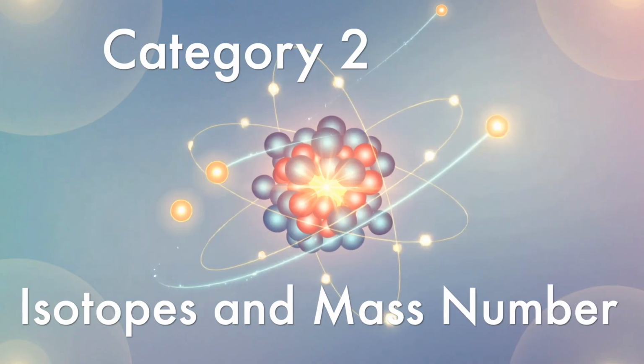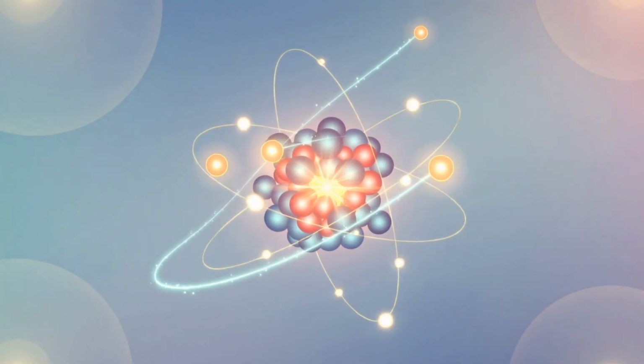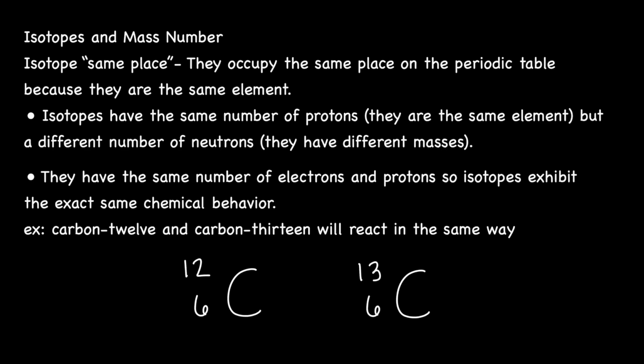Category 2 is isotopes and mass number, and now that we understand the basics, let's talk about isotopes. The word isotope comes from Greek meaning same place. They occupy the same place on the periodic table because they are the same element. The key concept is isotopes have the same number of protons, so they are the same element, but a different number of neutrons, so they have different masses.